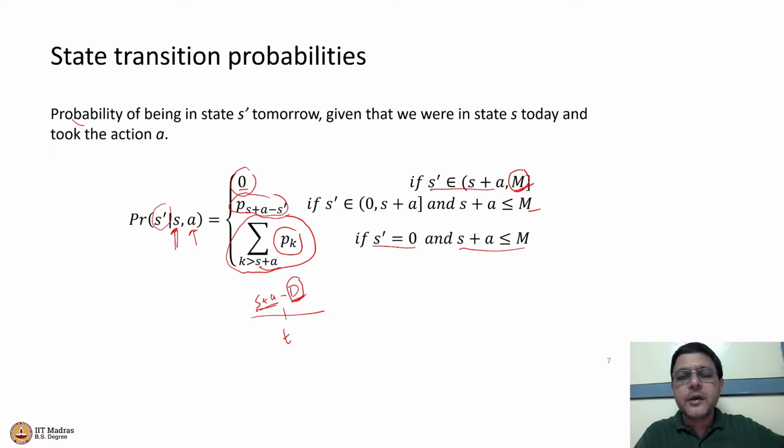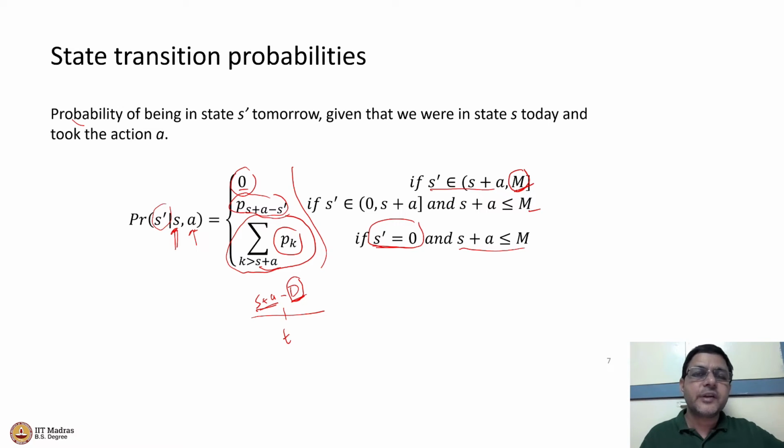In those cases, the next time period inventory will be 0. You will carry 0 inventory to the next time period. So you cannot carry inventory between S plus A to M. You may carry some inventory between 0 to S plus A. That is when the demand is S plus A minus S prime. And if you have just too much demand, then you will carry 0 inventory in the next time period, right? So those are the 3 possibilities, and those are the corresponding 3 probabilities.